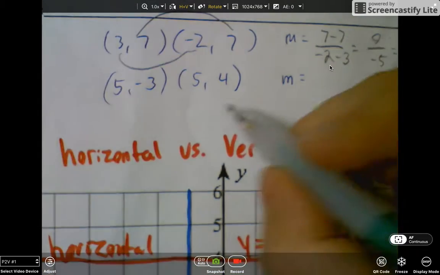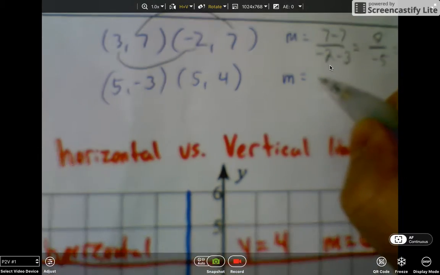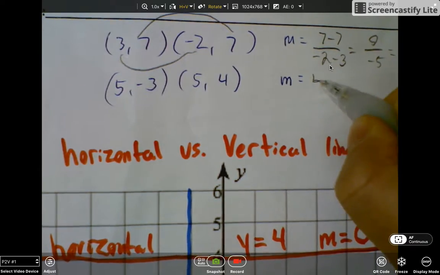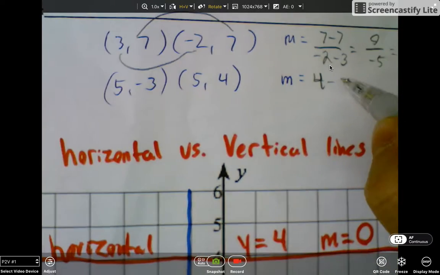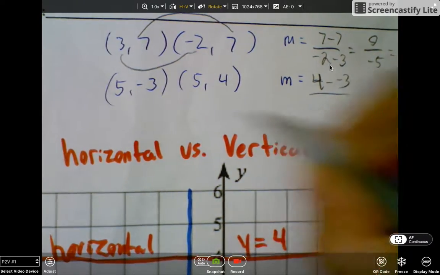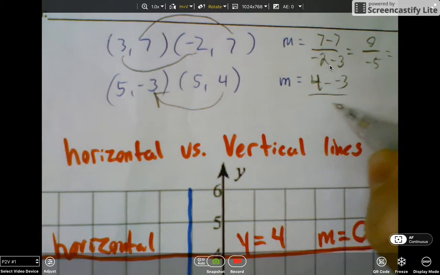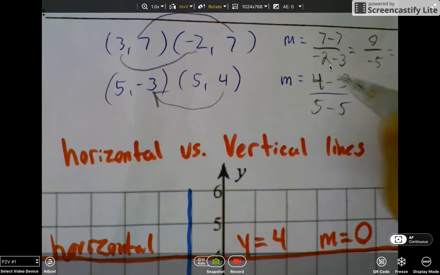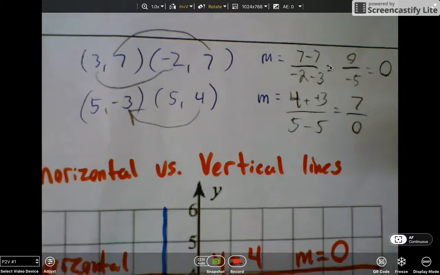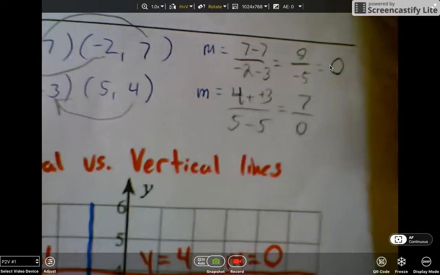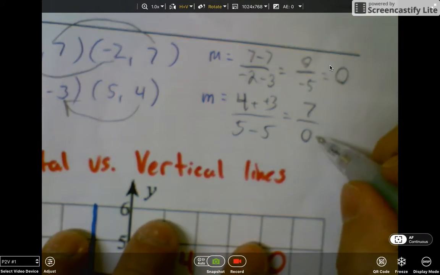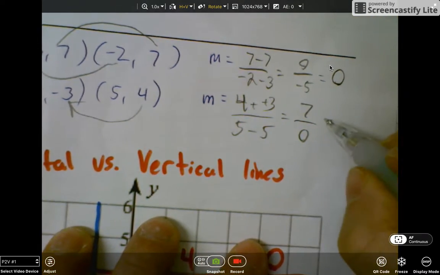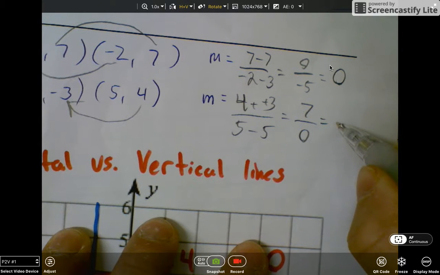However, in this next example, 4 minus -3 is my y's, and then my change in x is 5 minus 5. This gives me 7 over 0. When the 0 is in the bottom, you're not allowed to have a 0 in the denominator. That's undefined. It's impossible to divide by 0. So that is undefined.